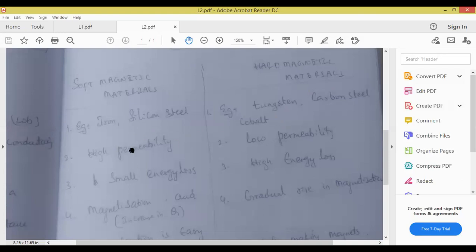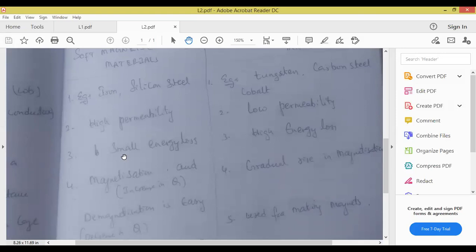So which one is better? High permeability means, anyone tell me what it means? It creates more magnetism. Very good. Iron and steel accept, or consume, high magnetic energy, whereas tungsten and cobalt have low permeability. They take only a very small amount of magnetic energy. That's why everywhere we go for iron and silicon steel. So what is the advantage here? Small energy loss. That means the magnetic field is maximum, so losses will be less.